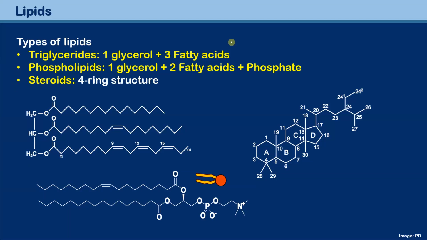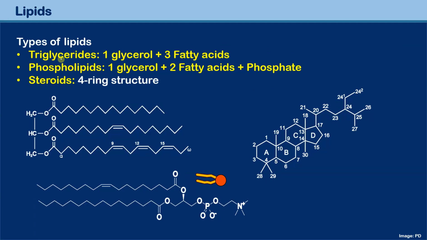Let's talk about lipids. You see some very nice chemical formulas down here, which you might not have seen before, but I would simply like to ask you the following. Which one of these is a triglyceride, which one is a phospholipid, and which one is a steroid, just using the information over here at the top?